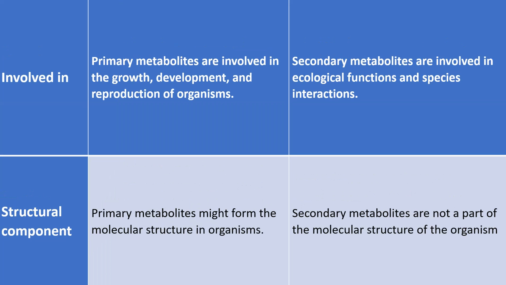Then primary metabolites are involved in growth, development, and reproduction of the organism, but secondary metabolites are involved in ecological functions and species interactions. Then in case of structure, primary metabolites might form the molecular structure of the organism, as they include proteins and carbohydrates. So they are used in the formation of the molecular structure of the organism. But secondary metabolites are not a part of the molecular structure of the organism. They are just part of a defense function.